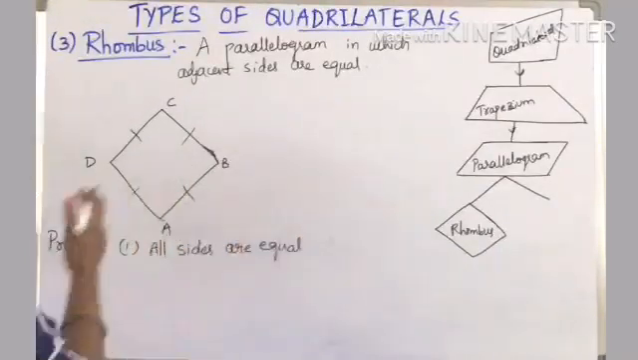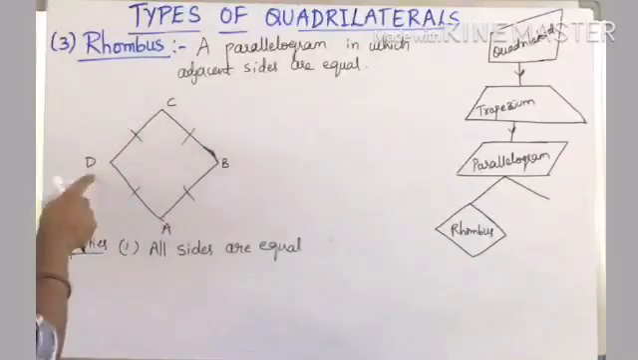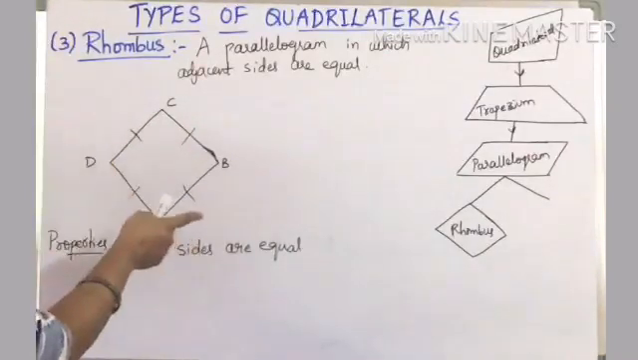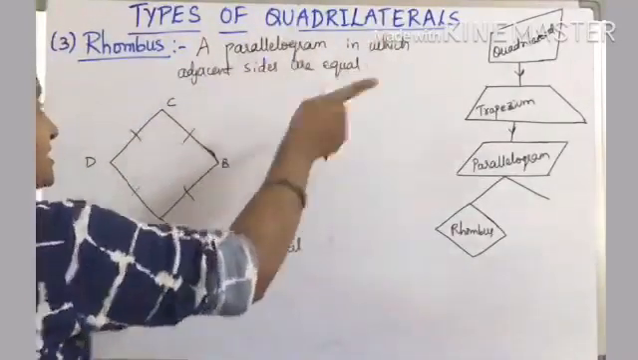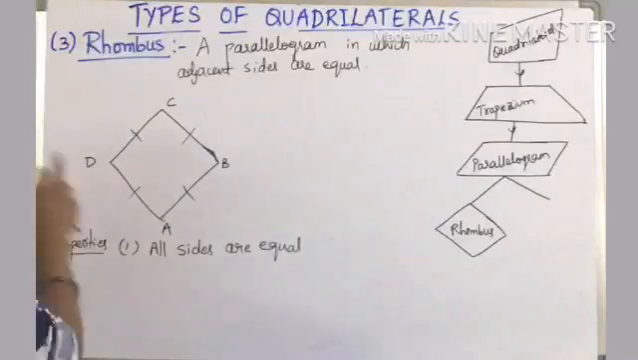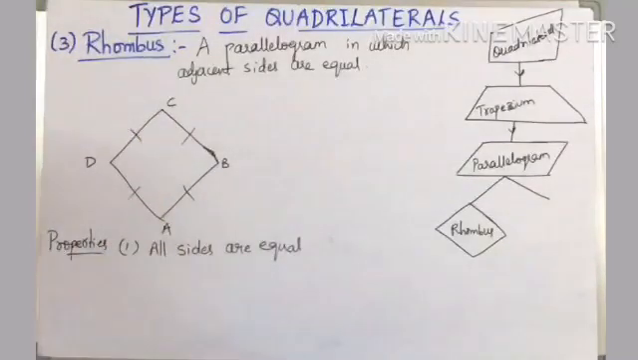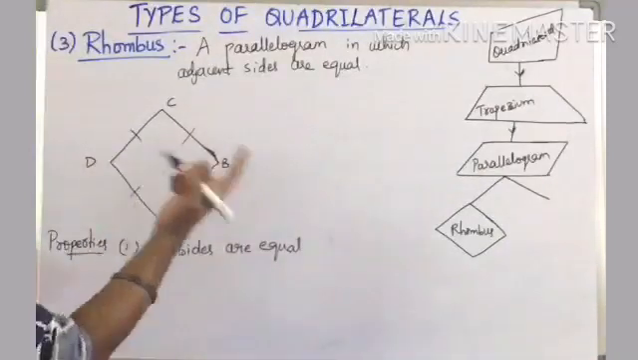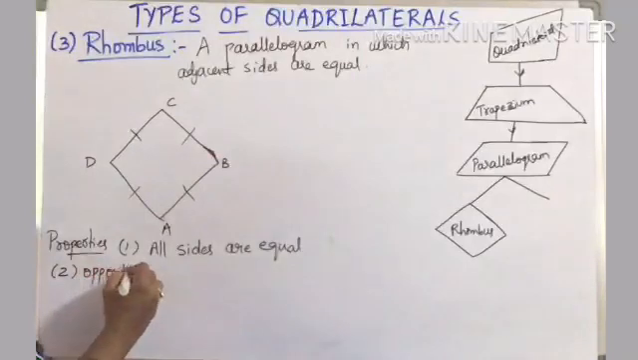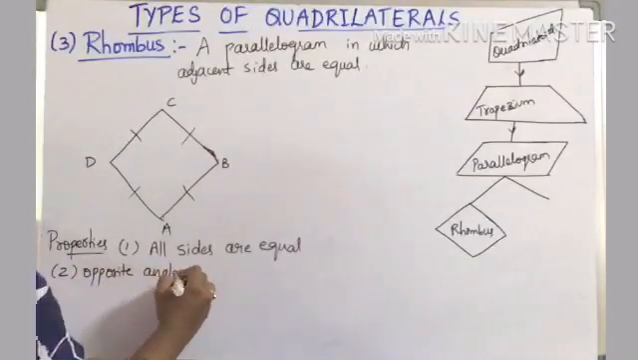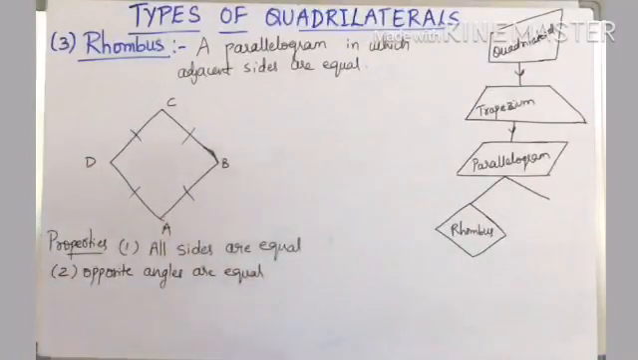See, you can see it is also a parallelogram because AD is parallel to BC and DC is also parallel to AB. Opposite sides are parallel. But coming to here, a parallelogram in which adjacent sides are equal gives you rhombus. So by this we can say in rhombus all sides are equal. Now same like parallelogram, opposite angles are equal. All sides are equal, right?